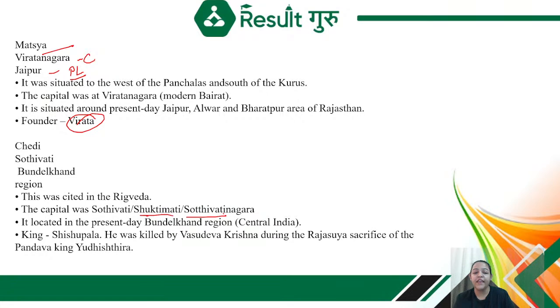The name of the king was Shishupal, and he was killed by Vasudev Krishna during the Rajasuya Yagya sacrifice of the Pandav king Yudhishthir. So Yudhishthir was organizing this Rajasuya Yagya, and during that point of time, King Shishupal was killed by Vasudev Krishna, which is Krishnaji.